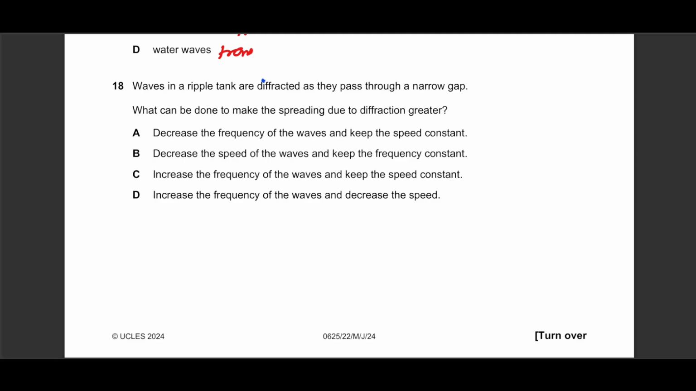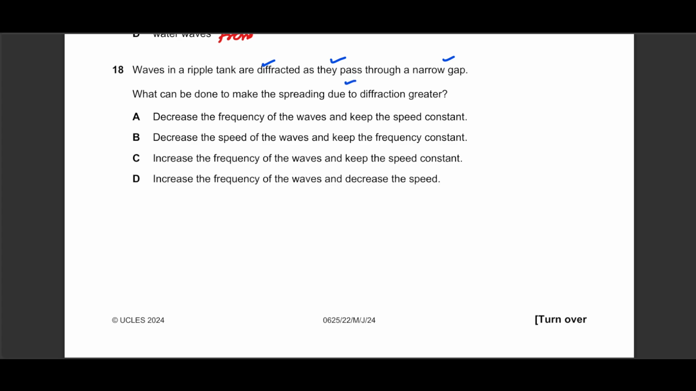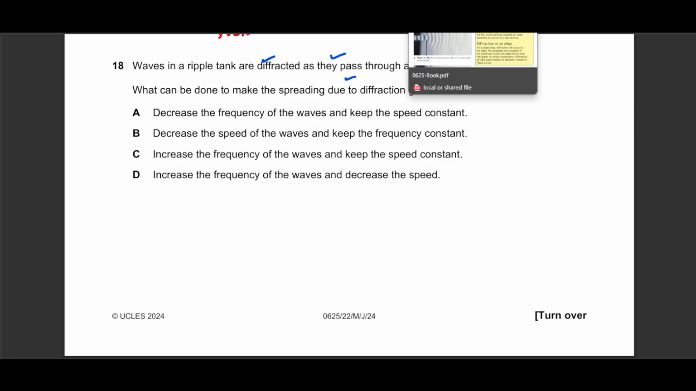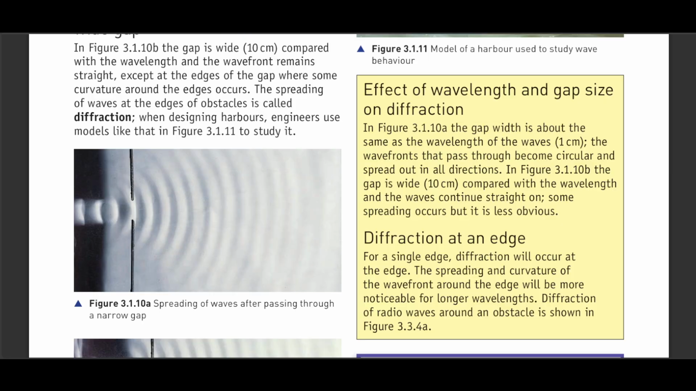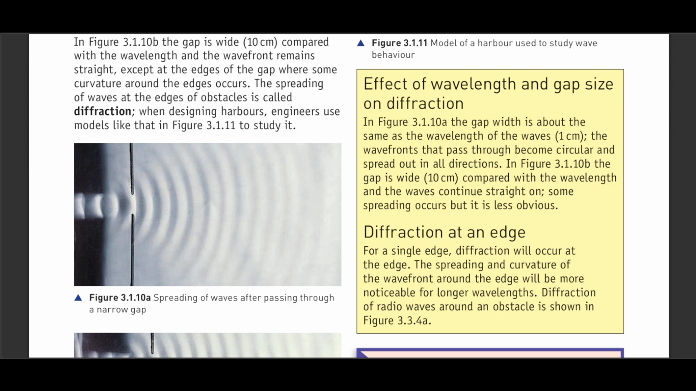18. Ripple tank waves are diffracted as they pass through a narrow gap. What can be done to make the spreading effect due to diffraction greater? So we want to increase the effect. Now again, I will show you a part of the book. You can pause and you can read these paragraphs and you would realize that there are 2 factors.